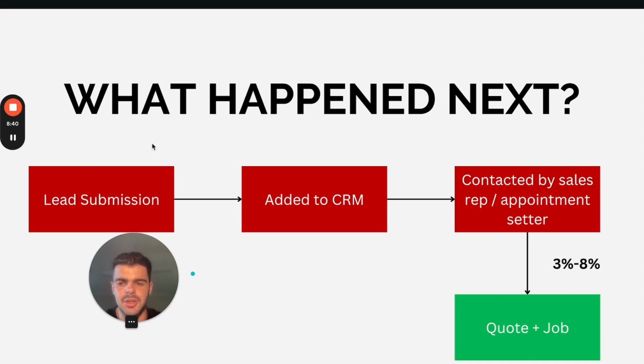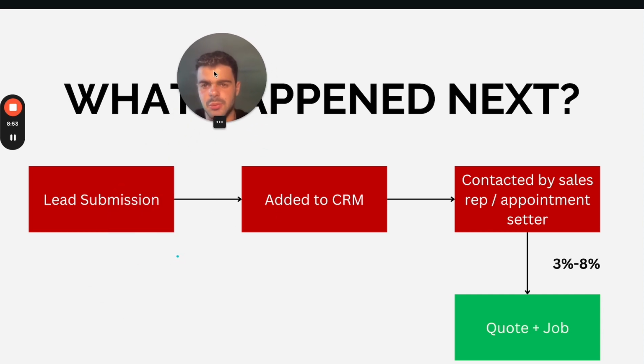So yeah, then what happened afterwards? Lead submission, obviously added to their CRM, and then their sales team, they actually have an in-house appointment setter, and they're closing 3 to 8% of those into a fully priced quote and job, which can range anywhere between $5,000 and $15,000, which is just fantastic. So yeah, that's basically it. That's exactly how we got 113 qualified leads in 30 days.